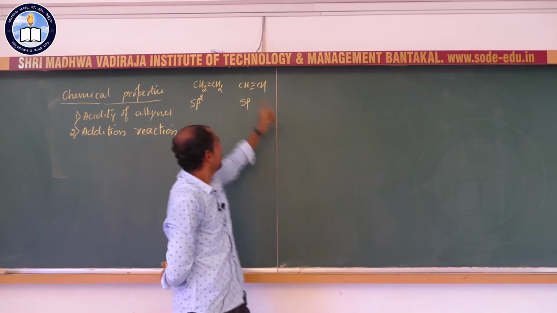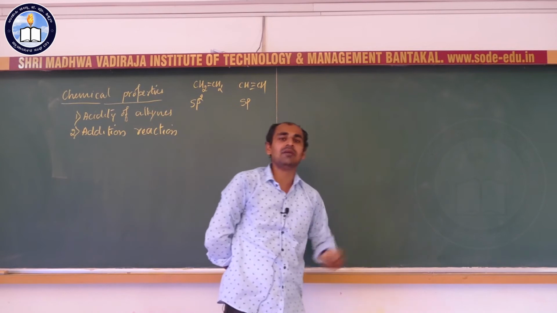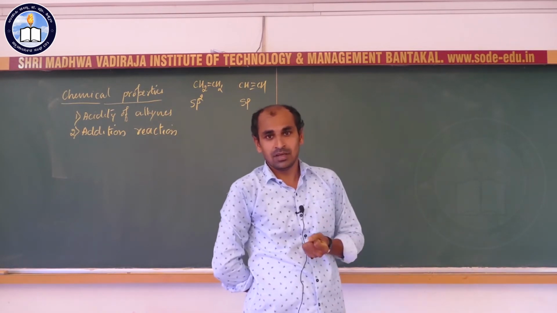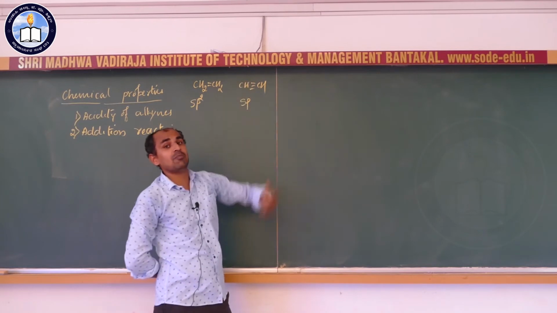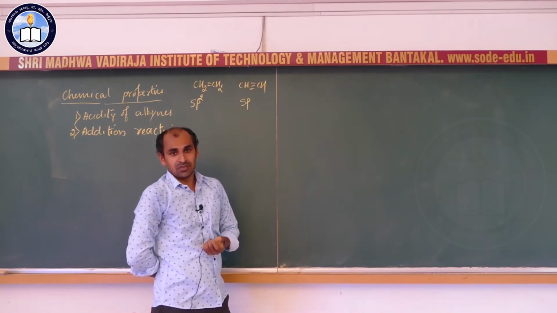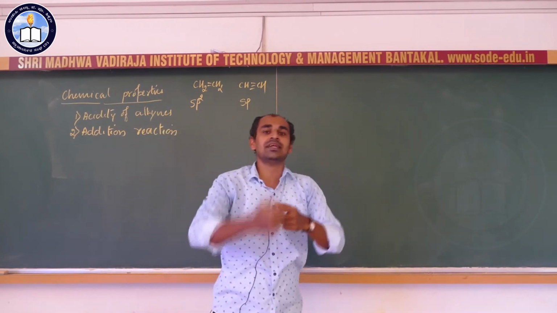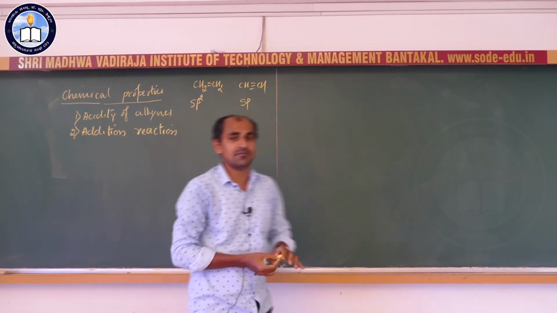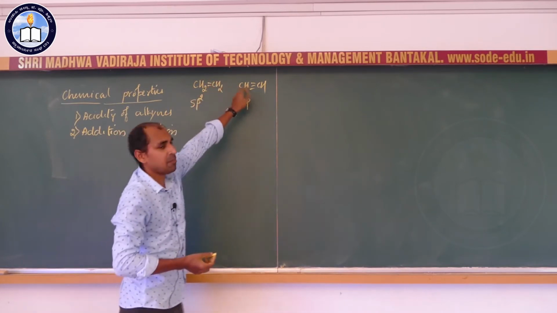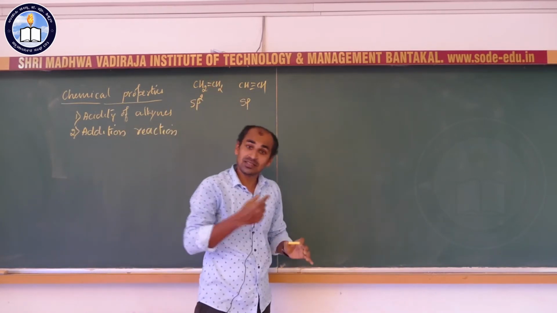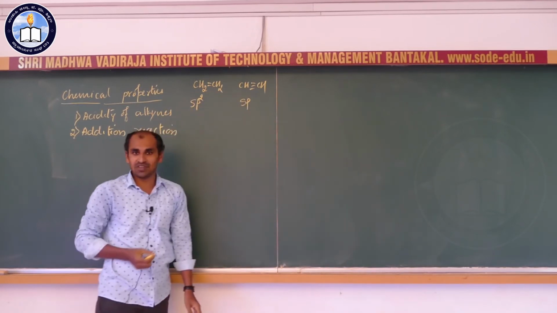As a result, these pi electrons are more tightly held by the carbon atom. It means pi electrons are not readily available for addition reaction. So, if they are not readily available, addition reaction becomes a little difficult. Therefore, alkenes are more reactive towards addition reaction compared to alkynes. But still, addition reaction takes place just like alkenes.